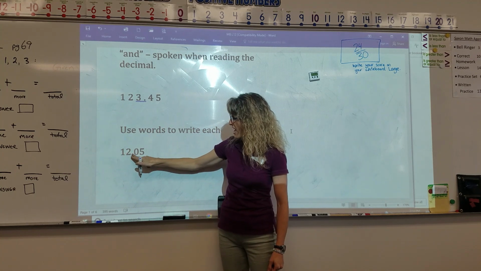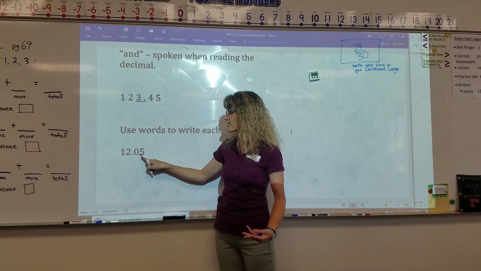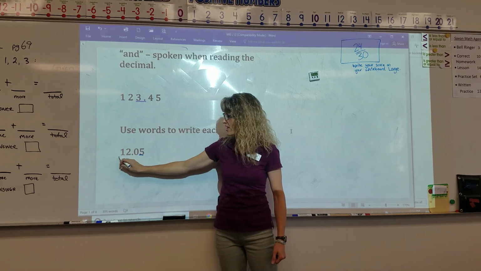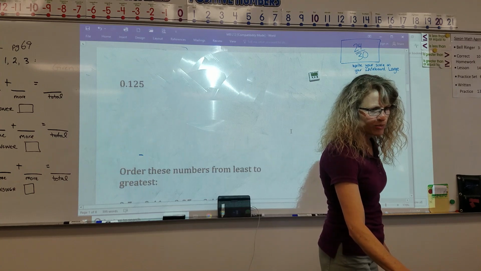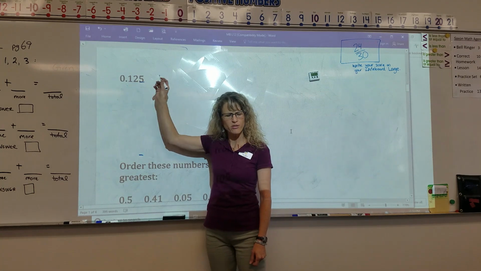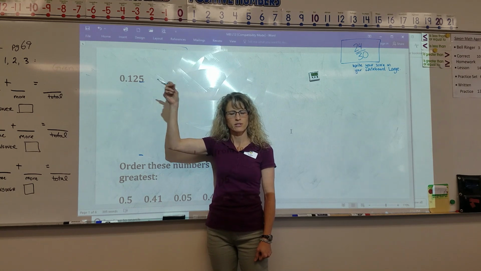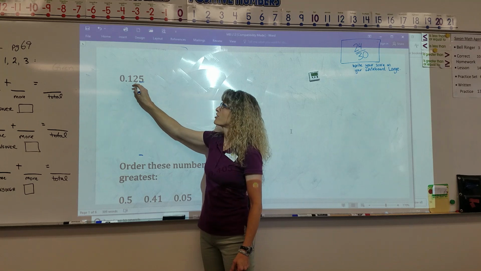I'm going to go 12 and, again, the 5 is in the hundredths place, so I just say 5 hundredths. How do I say that, class? Get ready? 5 and 5 hundredths. Got it. So this one I'd say 125. What's the place value, think? You ready? Thousandths. So I say 125 thousandths.